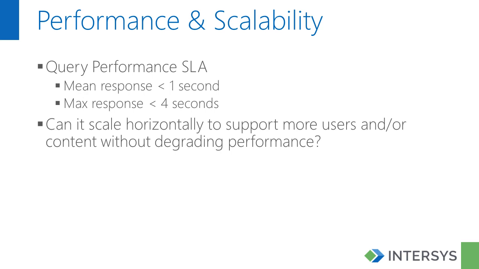The other thing that you want to make sure of once you meet your performance SLA is, can you scale this thing horizontally if you add more users or content without degrading performance? That's going to be the biggest thing. You don't want to have a hockey stick in your budget if you have to add exponentially more hardware to support an increasing user base. You want that stuff to scale nice and linear.